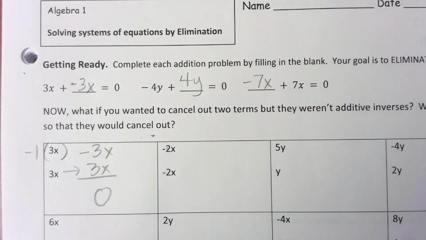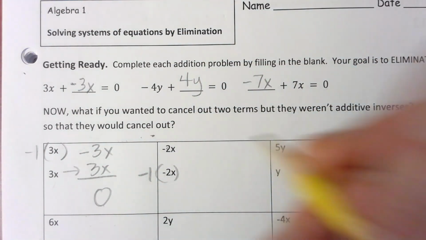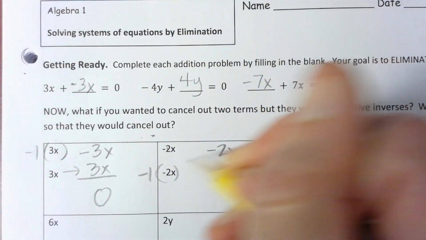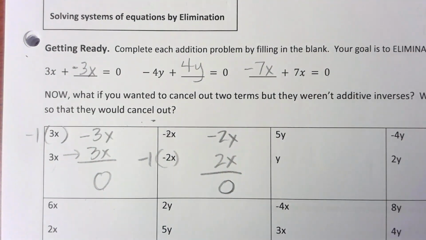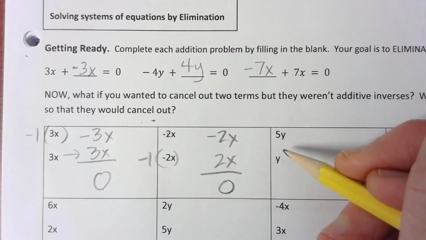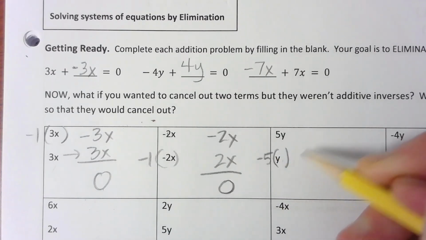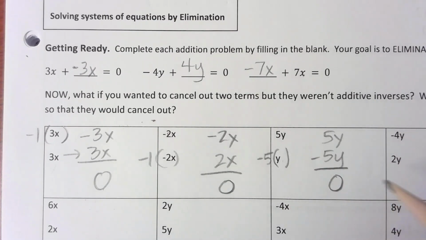Great. Okay. With this next one, same idea. If I wanted to cancel these out, you could multiply either one. It wouldn't actually matter. I chose the second one. This one I'll keep as negative 2x. This one I'll multiply by negative 1, and boom. When you add them, they cancel each other out. And I'm looking at this next one. If I want these to cancel out, how am I going to make that happen? Well, I'm going to have to multiply this one by negative 5. So I would have 5y and negative 5y. Boom. They would cancel out.